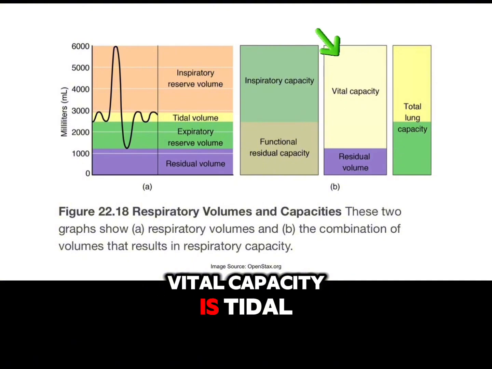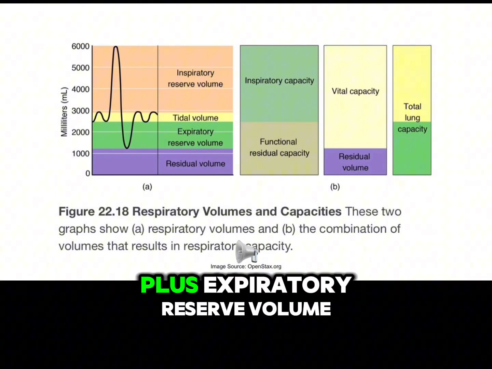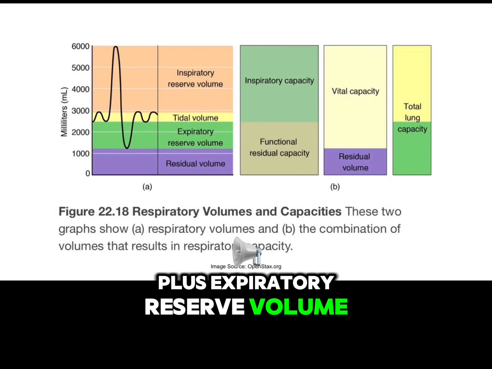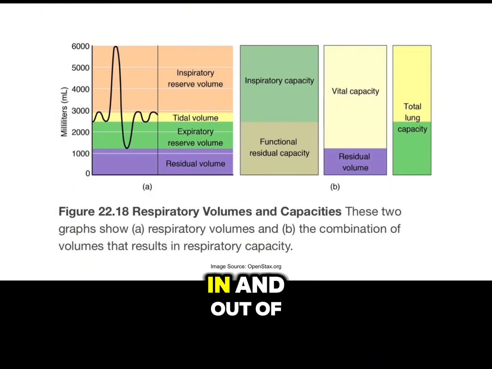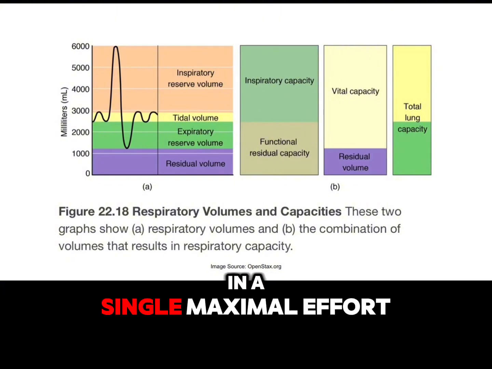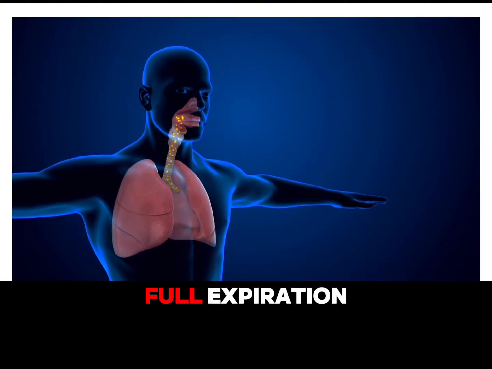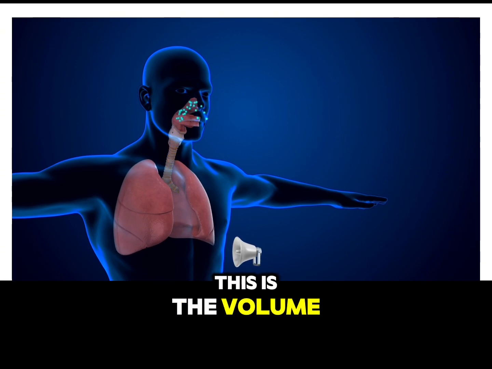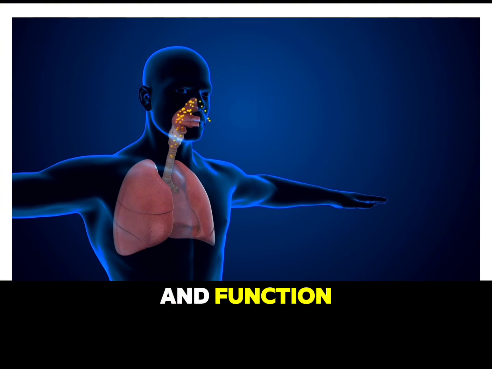Vital capacity is tidal volume plus inspiratory reserve volume plus expiratory reserve volume. It represents the maximum amount of air a person can move in and out of the lungs in a single maximal effort, from full inspiration to full expiration. This is the volume most often measured clinically to assess overall lung strength and function.